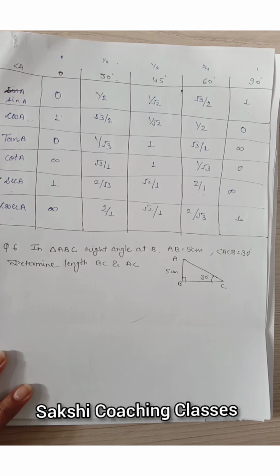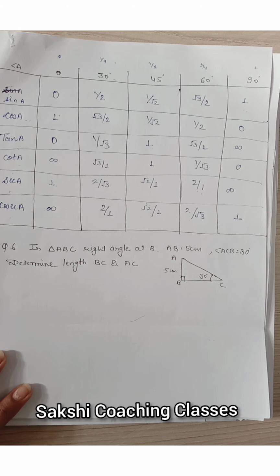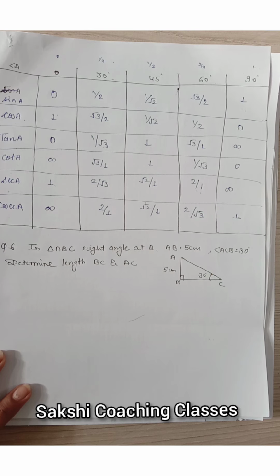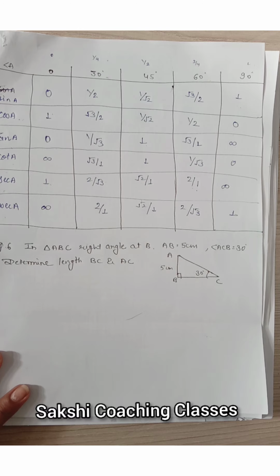sine 30. Sine theta is equal to what? Perpendicular upon hypotenuse. Yes. Okay. Perpendicular upon hypotenuse. Or tan theta. Yes. Tan theta.